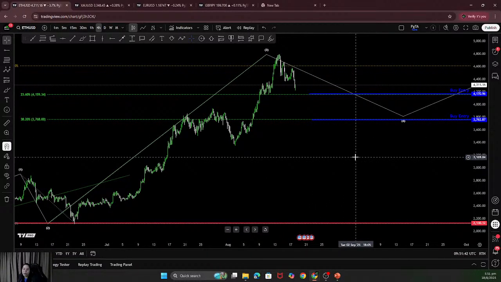That's why we need to find confluence. We need to see where there are more things lining up. So I'll give you an example. Again, I use this example very often.